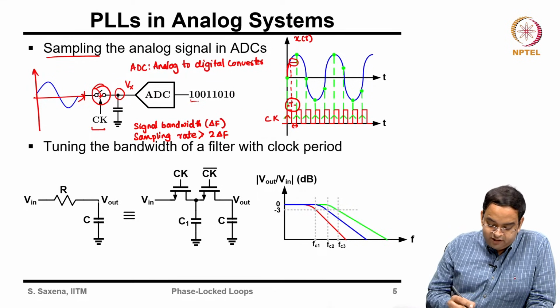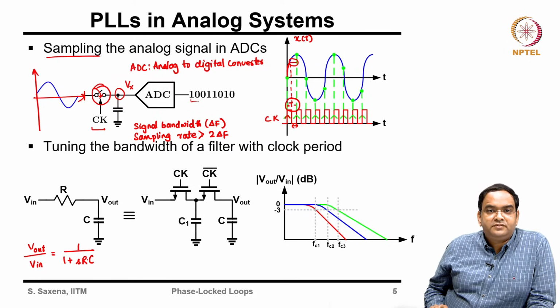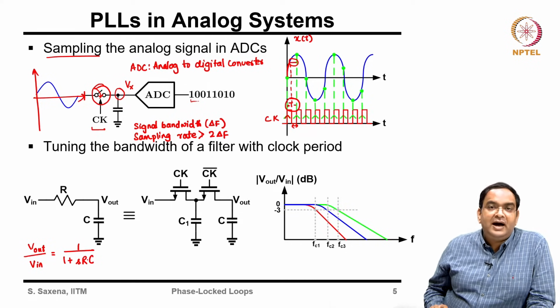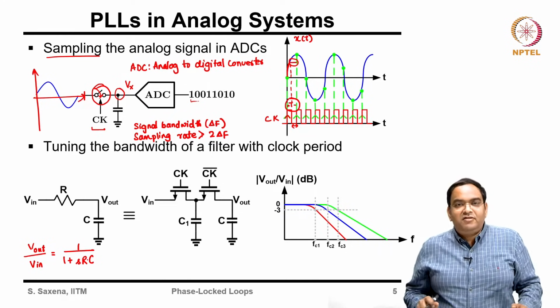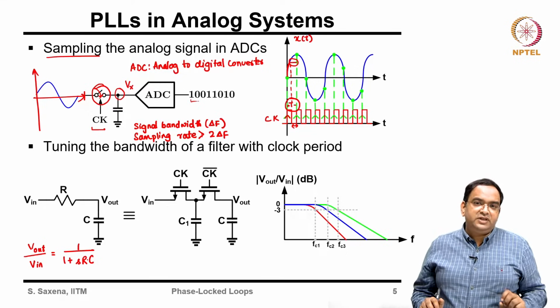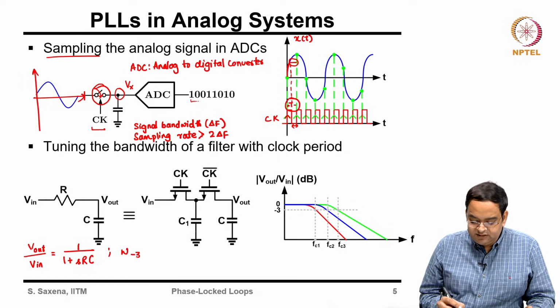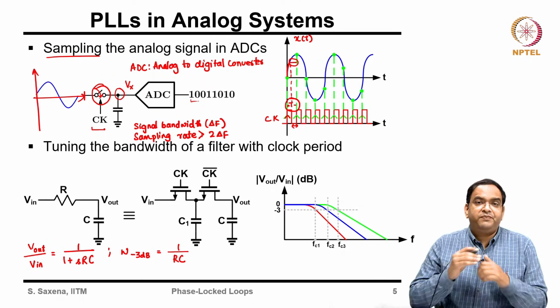If you look at the filter on the left hand side, you have Vout by Vin. In this case, it is very simple. It is 1 by 1 plus SRC, right. The filter bandwidth here is 1 over RC. So, when you want to design a simple low pass filter, you will choose a resistor component, you will choose the capacitor, and you will design the filter, and this particular filter is going to have minus 3 dB bandwidth as 1 over RC.